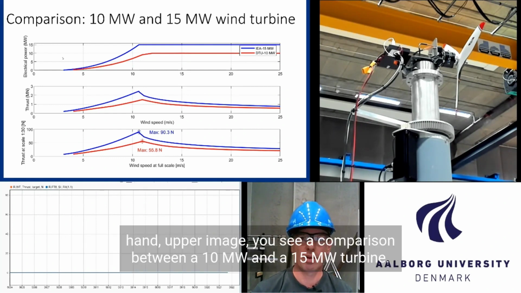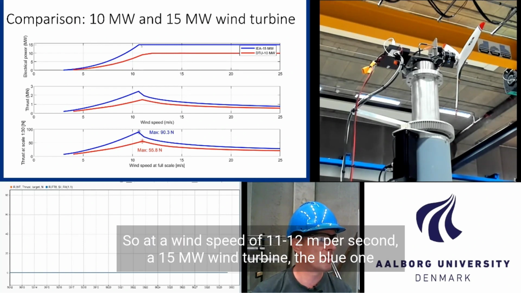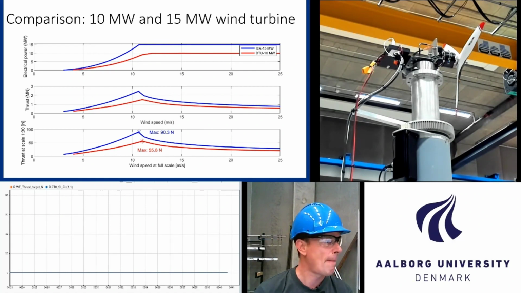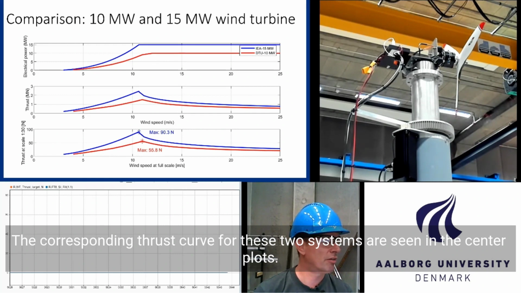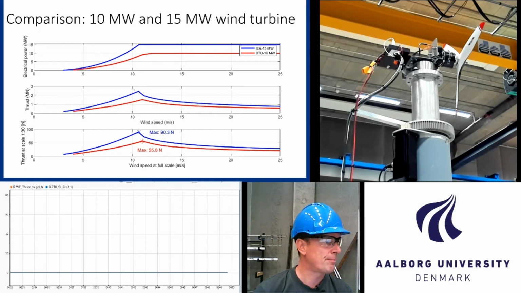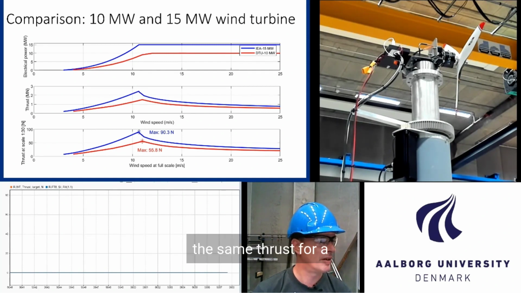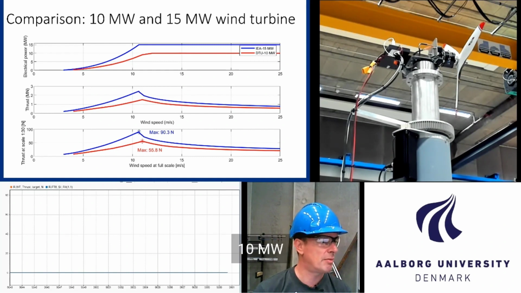On the left hand upper image you see a comparison between a 10 megawatt and a 15 megawatt turbine. So at a wind speed of 11-12 meters per second, the 15 megawatt wind turbine, the blue one, is producing 15 megawatt, whereas the 10 megawatt will only produce 10 megawatt. The corresponding thrust curves for these two systems are seen in the center plots. The peak thrust for the 15 megawatt is significantly larger than the peak thrust for the 10 megawatt.